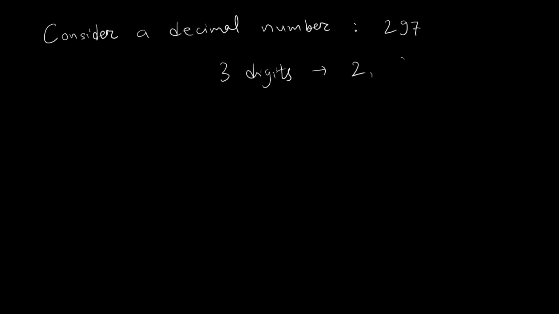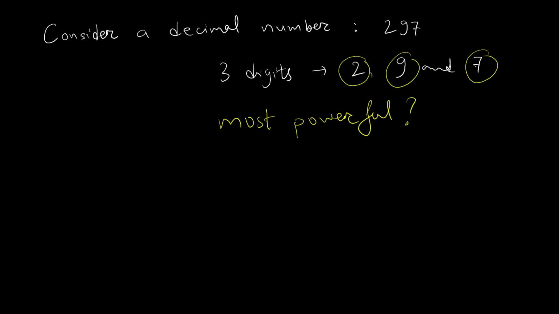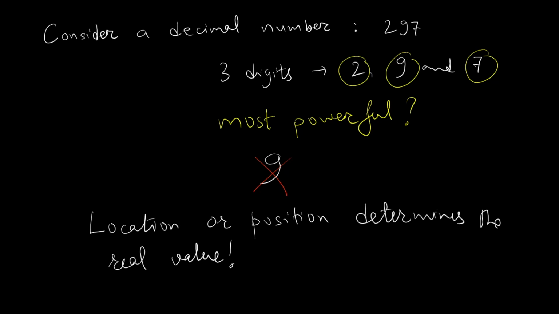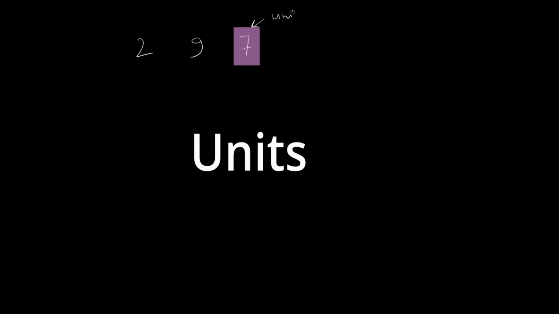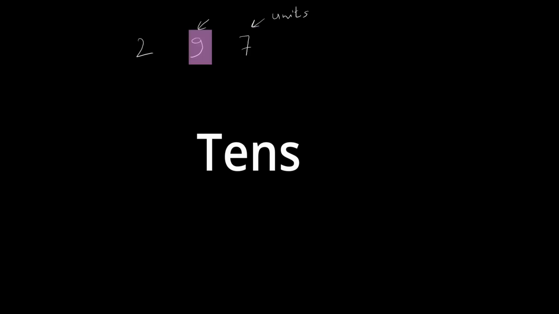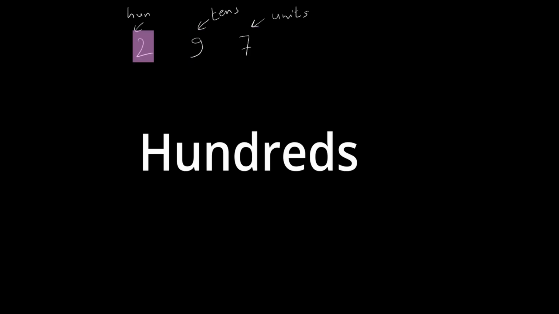Let us consider a decimal number 297. It has got 3 digits, digit 2, digit 9 and digit 7. Out of these 3 digits, which one do you think is the most powerful one? If you think that digit 9 is the most powerful digit in the number 297, then we need to fix some of your concepts. The location or position of a digit determines its real value. In this number 297, digit 7 is at units place, digit 9 is at tens place and digit 2 is at hundreds place.